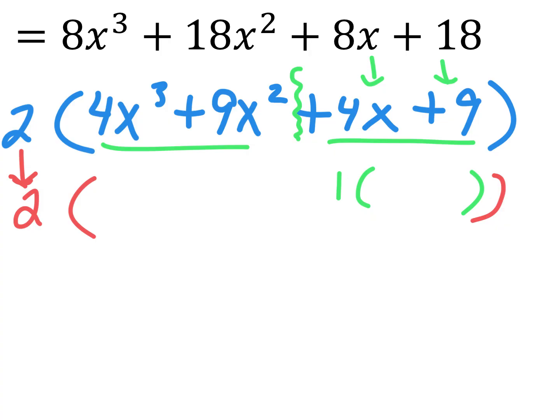Let's see if you can finish this one. I'm going to pause for a minute. Okay, here's a little checkpoint along the way. Did you get this far? Did you notice that the only thing you could take out of both of these was an x squared? And what was left would be a 4x plus 9.